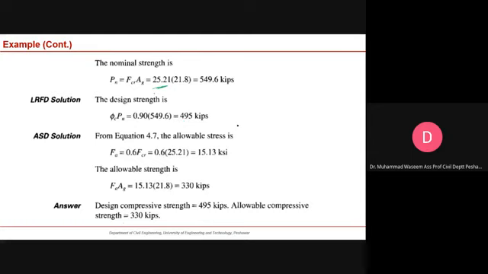Now, once you know the nominal capacity, okay, let me check. Are we connected? Can you hear me? Yes, sir.